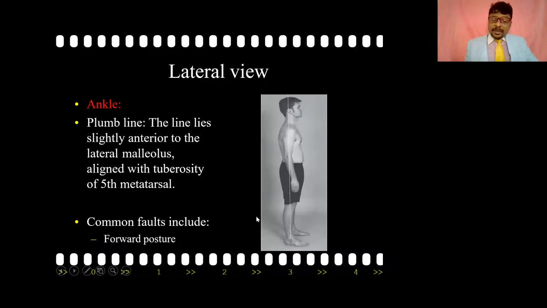Also, if anybody has a problem such as rounded shoulders and forward posture, like in Parkinson's gait, a forward stoop posture, this may alter. With a forward stoop posture, this plumb line is going to come forward here. So the line is going to be more than 10 centimeters forward of the lateral malleolus. These things we have to identify. Or maybe in someone with hyperlordosis, it is also going to be altered, and this line is posterior to the lateral malleolus.